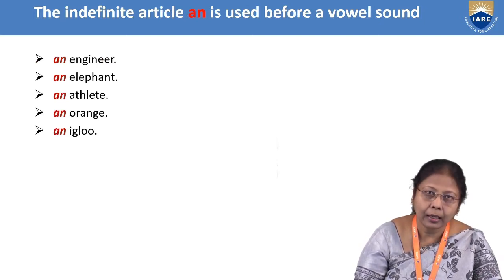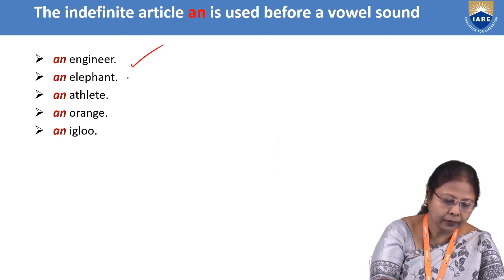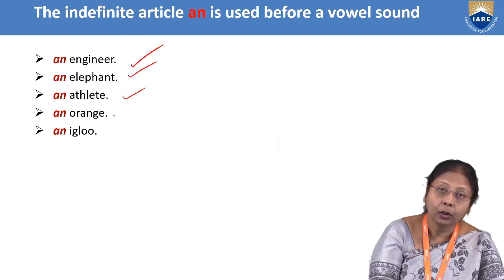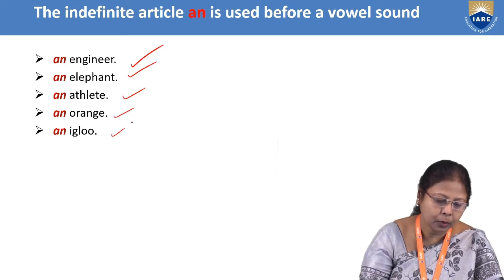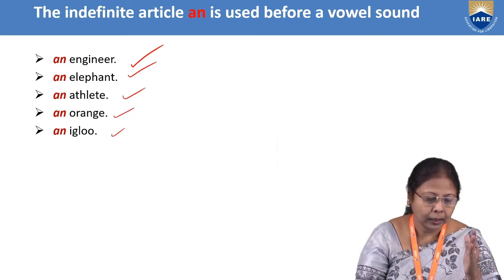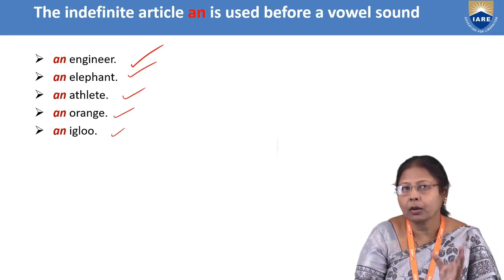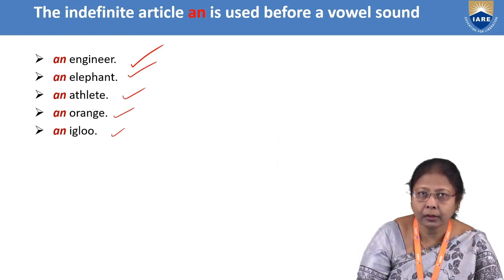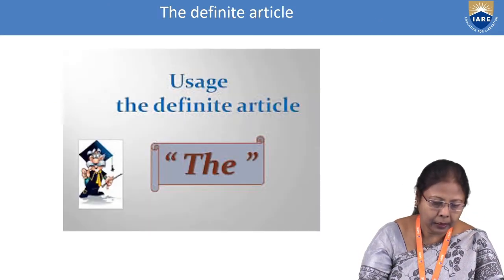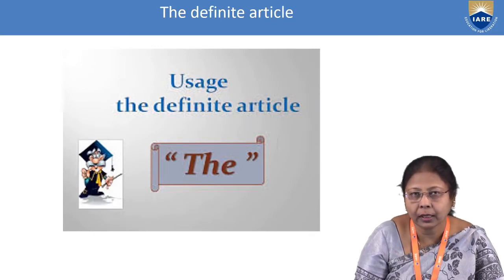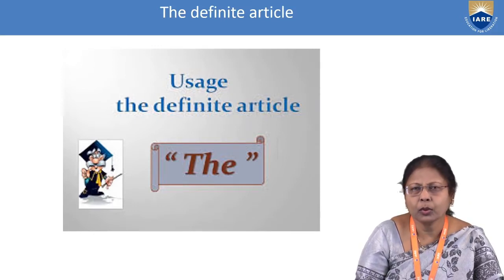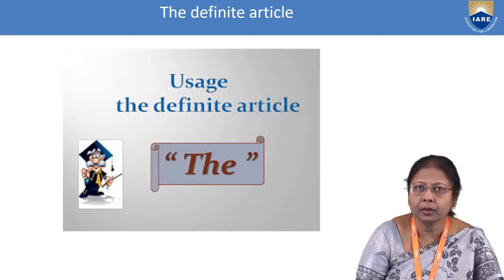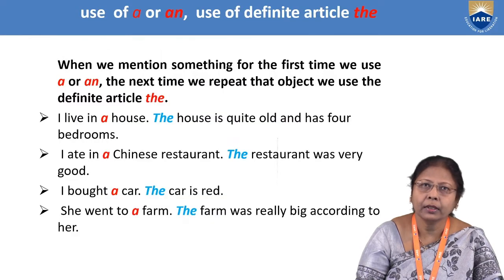And the next one is the indefinite article an, which is used even with these. A few examples I have given. An engineer, an elephant, an athlete, an orange, an igloo. So all these start with A, E, O, I. These are vowel sounds. They are vowel letters as well as vowel sounds. That's why here we use an. And the next one is usage of the definite article the, which is very important. Most of the people get confused about where to use the definite article the. So let us go into detail with this.